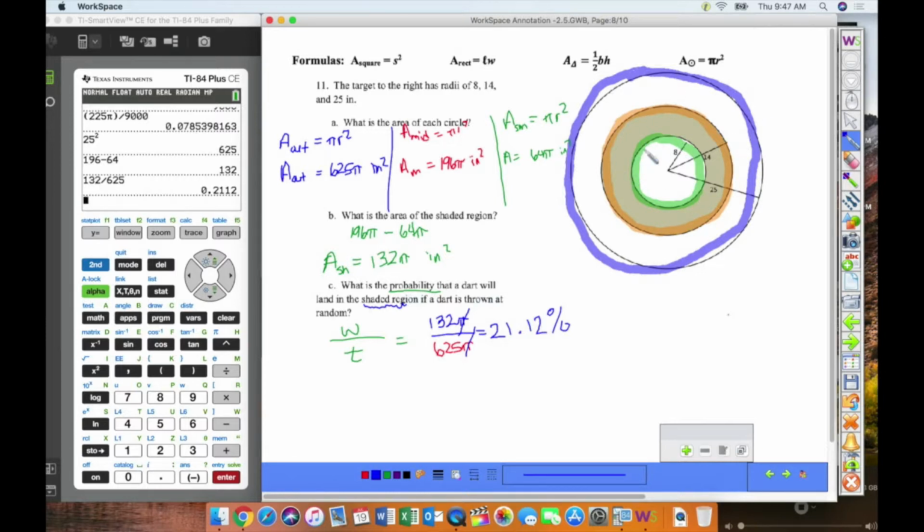Now we all know that if you throw a dart, you might even miss the target altogether. So we're going to take for granted that it's going to hit the actual circle itself, but the chances, if it was just at random that you threw it, that it landed in the shaded region is 21.12%.